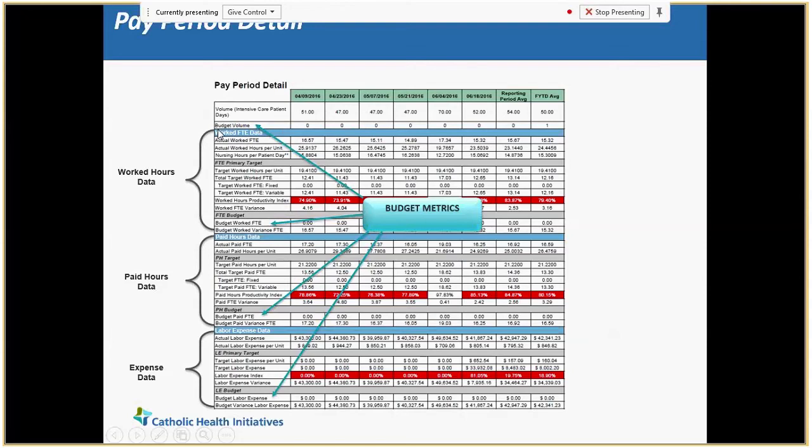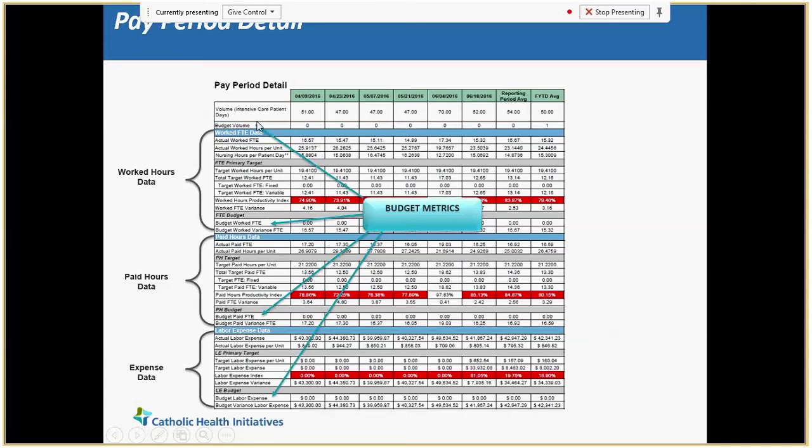So you will see the budget volume, at least in FHS. For Roseburg, we haven't loaded this yet, but we may do this for FY19. The budgeted volume is just a straight line volume. It is the volume that was used as the basis for determining the total targeted worked hours per unit. So that FY18 budgeted volume divided by 26 pay periods, that's the value you're going to see here. So it's going to be the same number each pay period.